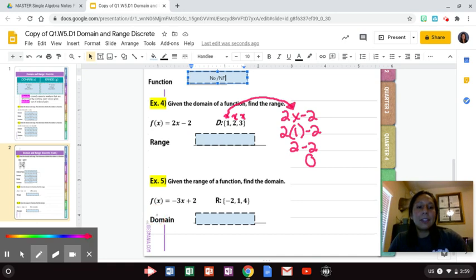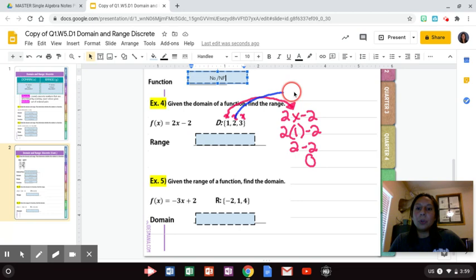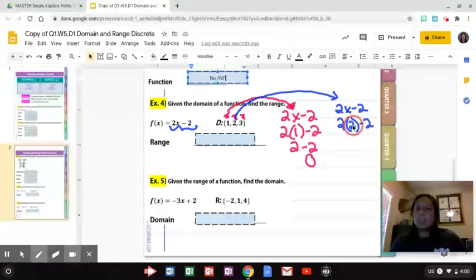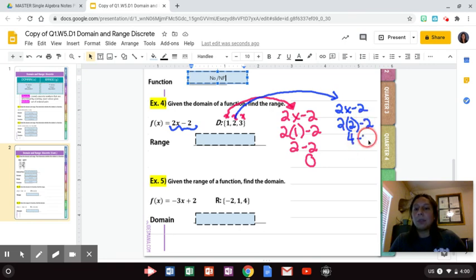Next, I have to figure out what would happen if I input a 2 into the problem. So I used a different color to show that I rewrote the problem, 2x minus 2. And this time, instead of x, I'm inputting a 2. Let's see what happens. So 2 times 2, that's 4, minus 2, I would get 2.